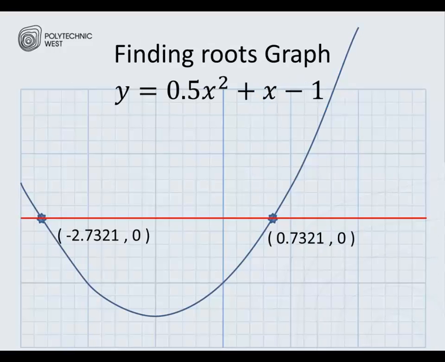Looking at the graph, when I just graphed this I found it as minus 2.7 and 0.7, but using the equation I get much more accuracy, and I find the first root is minus 2.7321 and the second is 0.7321. And that's quadratics, and that's two ways of finding the roots. You graph or you use the magic formula.